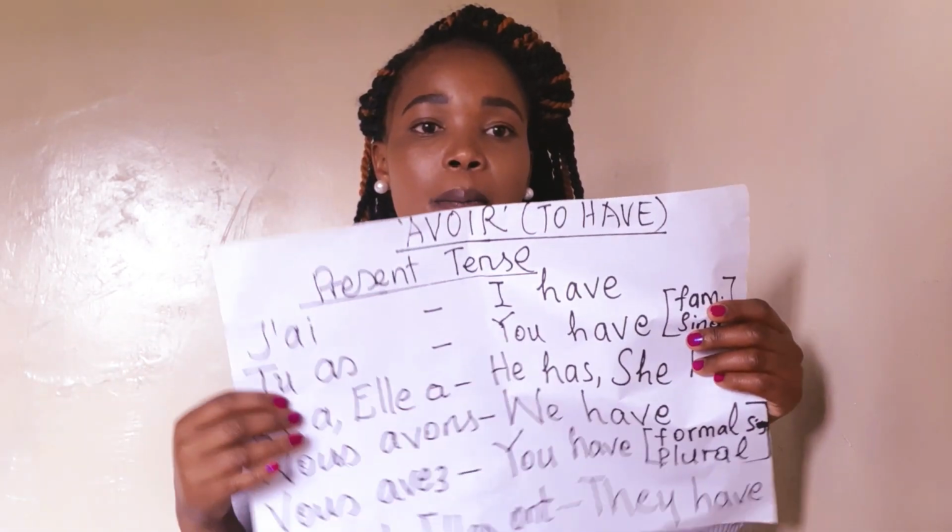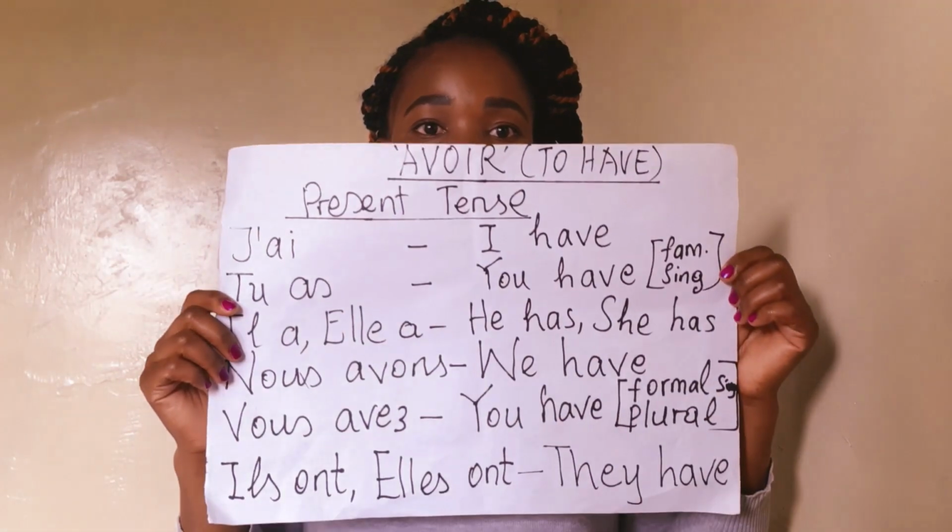So let's look at the verb to have in the present, past, and future tense. We will see how it is in those three tenses. So to start, we are going to start with the present tense.